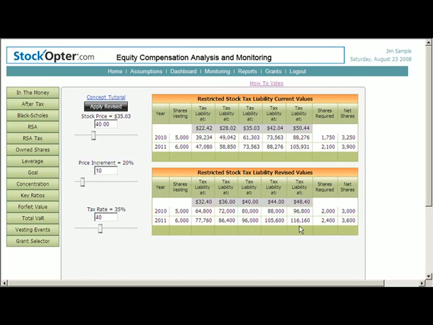Modeling different scenarios will provide participants with insights on their impending RSA tax liabilities. This concludes this tutorial.